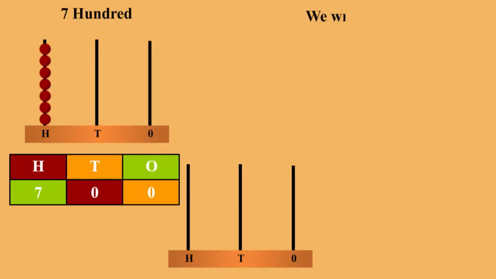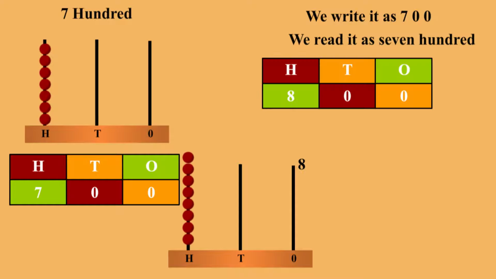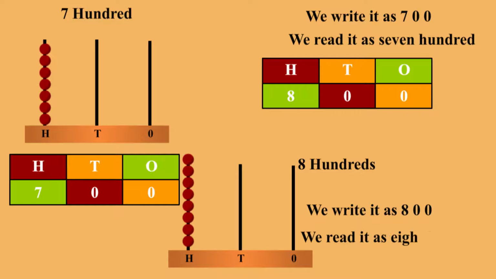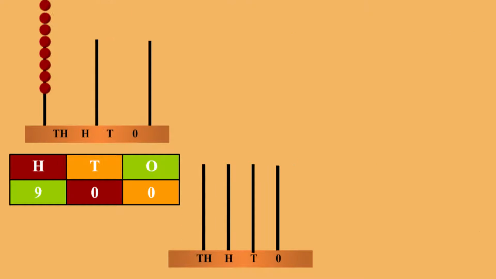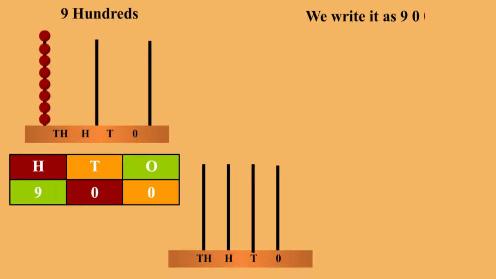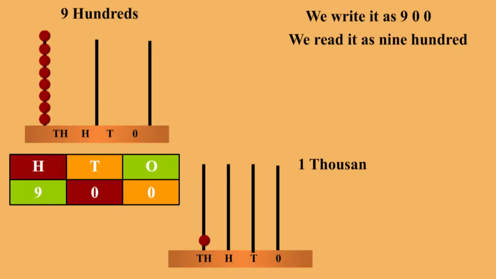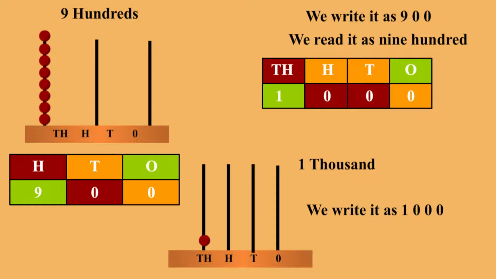700s. We write it as 700. We read it as 700. 800s. We write it as 800. We read it as 800. 900s. We write it as 900. We read it as 900. 1000. We write it as 1000. We read it as 1000.